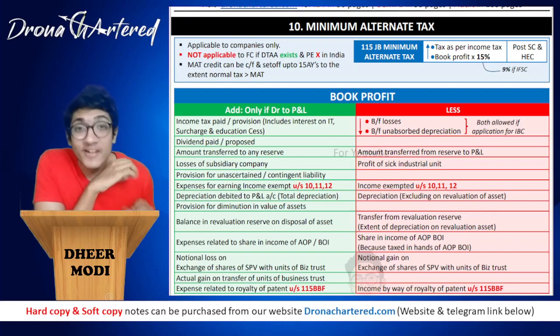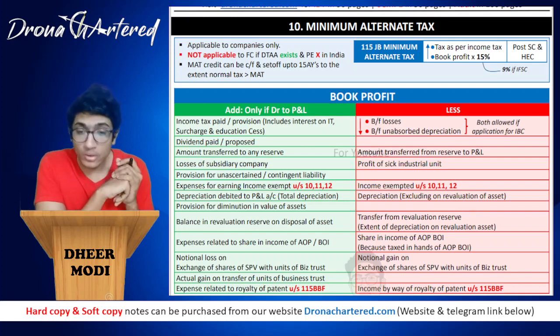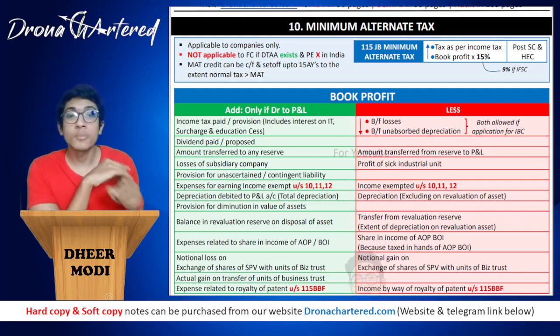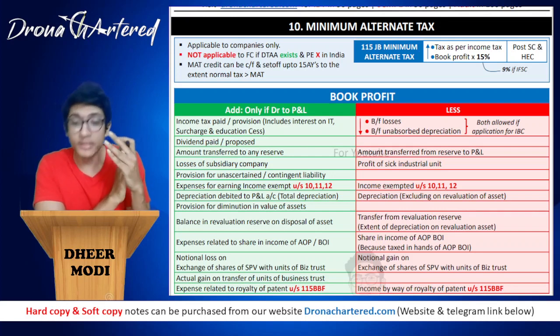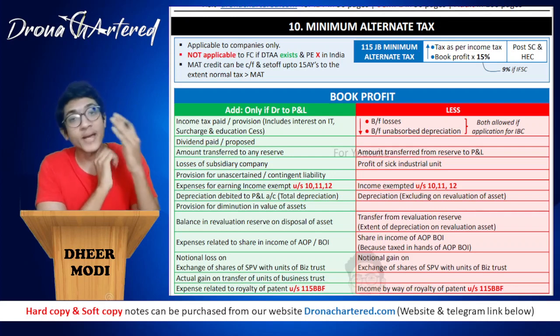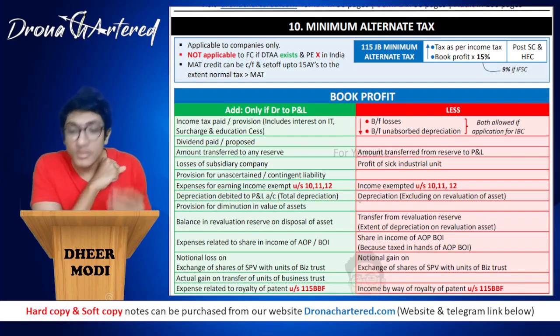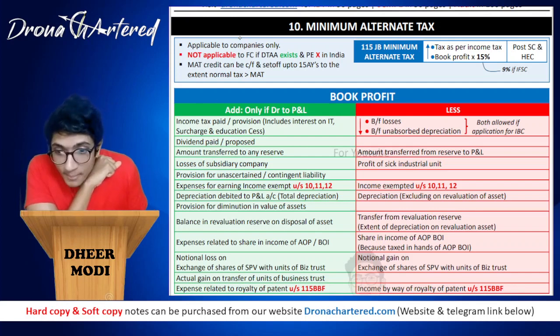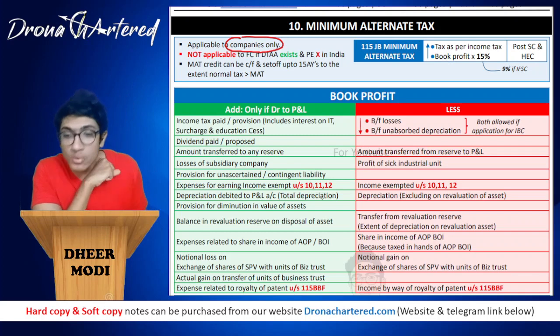Hello. Welcome to our next chapter, that is your minimum alternate taxation, which we also call MAT. Now, what you have to remember: one is minimum alternate tax and the other is alternate minimum tax. Do not get confused. This is your MAT. Your MAT, minimum alternate tax, is only applicable to companies. This is the point that you have to remember. It will not be applicable to individuals. It is only applicable to companies.